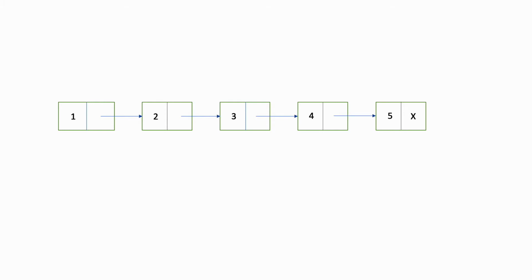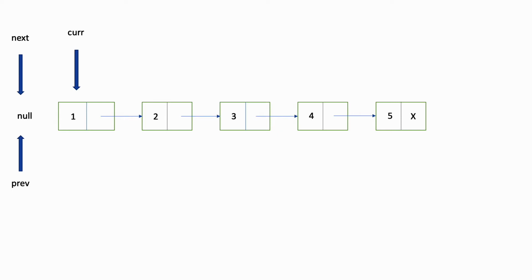So first of all, to reverse a linked list you need 3 pointers. First is the current pointer, which is pointing to the head of the linked list. We also need a previous pointer, which is pointing to null, and also a next pointer, which is pointing to null. So the basic idea behind reversing a linked list is to reverse the next pointer of each node.